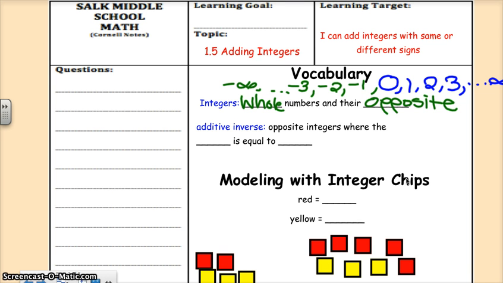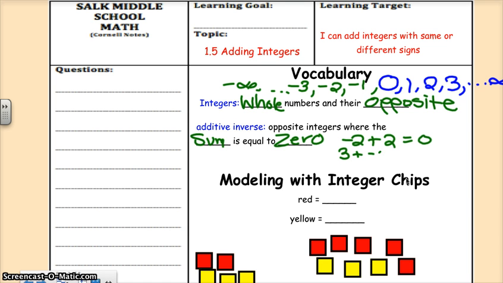Additive inverse, they are opposite integers where the sum is equal to 0. For example, negative 2 and positive 2 are additive inverses because negative 2 plus 2 is 0.